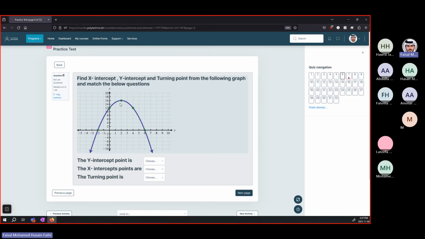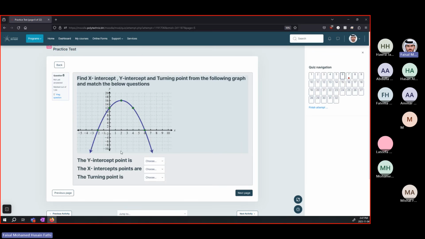Here the turning point is the point where the turning is happening. Turning point means where the curve exactly starts turning. So it starts turning here. If you look here, it's going up, then it stops, then it goes down. So where it changes direction, this is called the turning point. Okay?